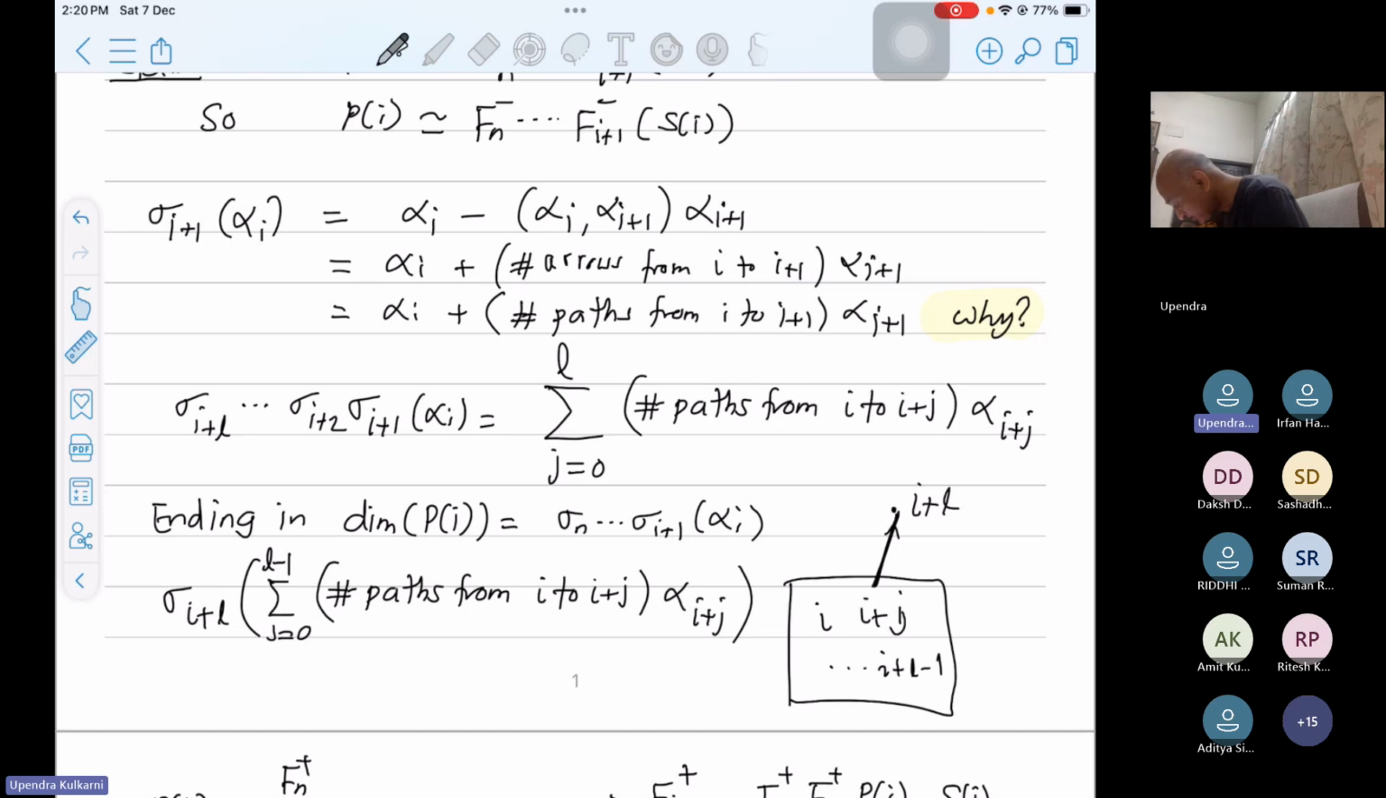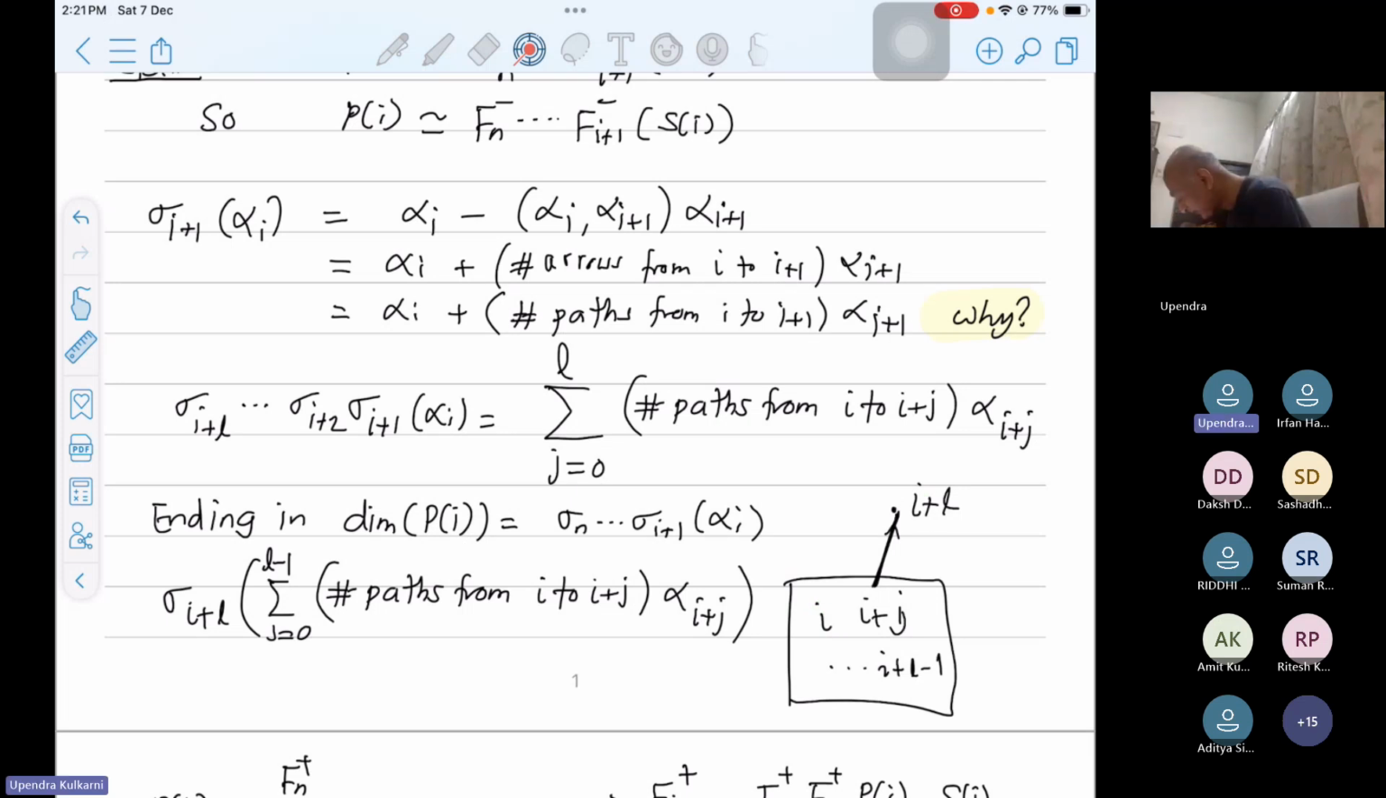The number of such edges gets added to whatever was the coefficient of alpha I plus j. To that I add the number of edges from I plus j to I plus l. But that's precisely saying I'm taking the paths from I to I plus L that pass through I plus J and connect by one extra edge. That's exactly how all the paths from I to I plus L are made, you see.